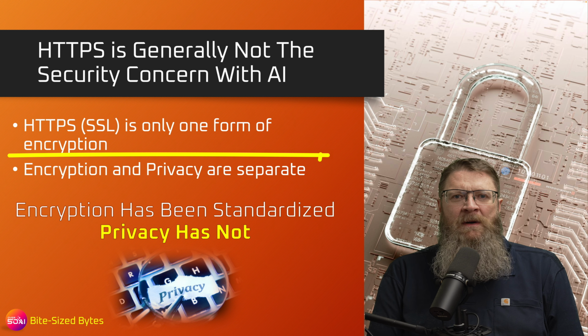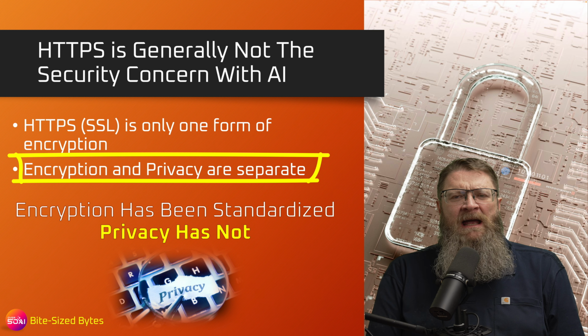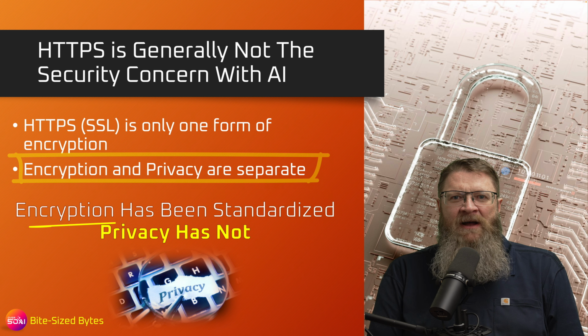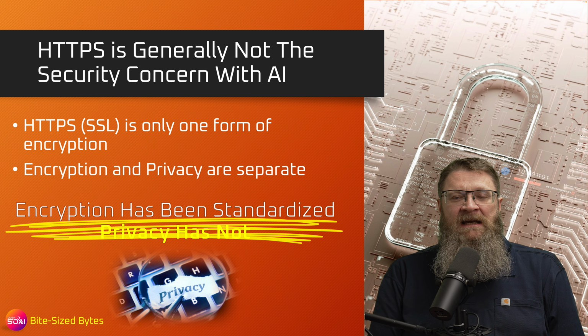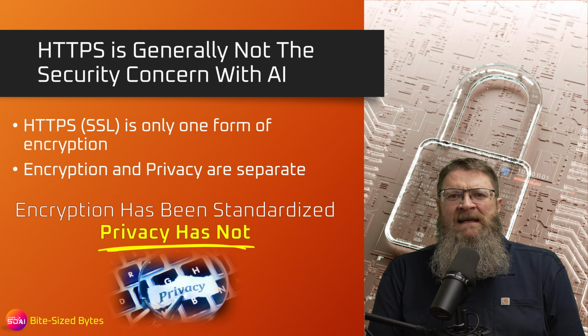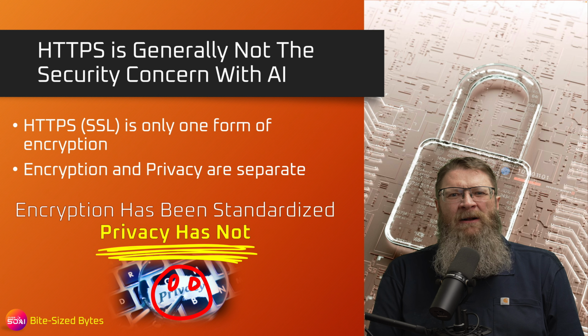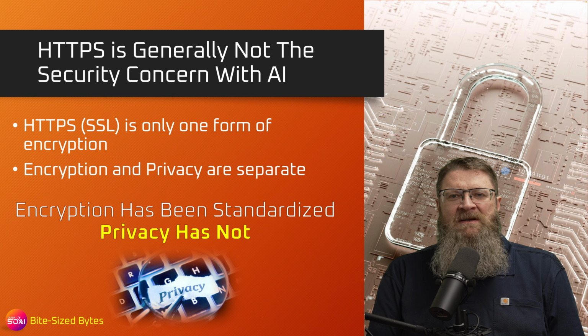There's a difference between encryption and privacy. Encryption, by and large, has been standardized to prevent prying eyes from seeing data they shouldn't. But privacy in AI is kind of like the Wild West. It's an emerging frontier where we don't know what the landscape is going to be.